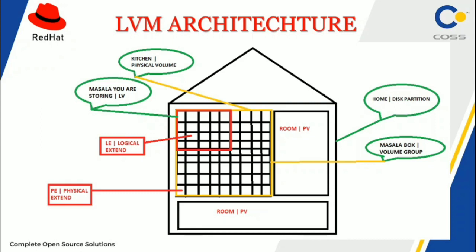Inside your room, the room is actually a kitchen, and that is your PV, physical volume. And inside your physical volume, you are purchasing a masala box. That masala box is actually your volume group. In the masala box, you have multiple boxes. The box number can be 20, 55, anything, and the box size can also vary, right? The box size can be smaller, bigger, or medium size. You can also change it here. So that is a part of the volume group. And at the end, we are going to store our spices in those boxes.